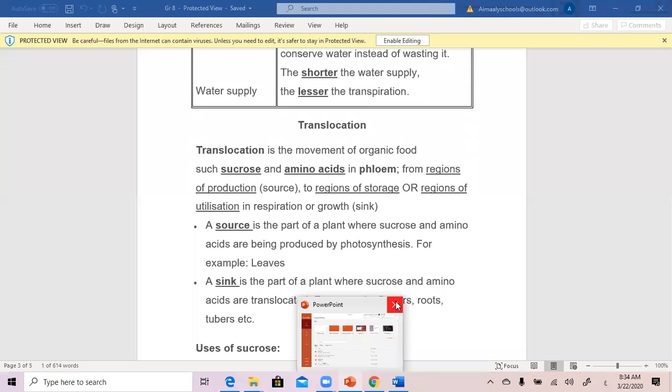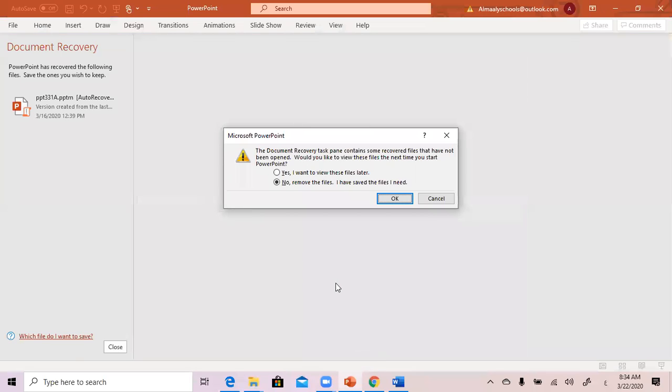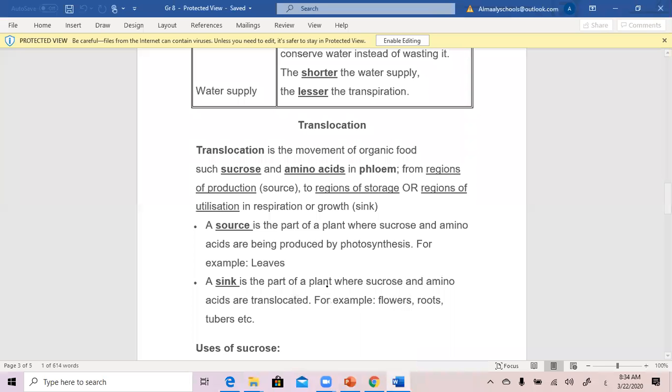Yeah, thanks. So now we want to understand more what is the source and what is the sink. Who understands well or no? Yeah. What is the source? What's your name?